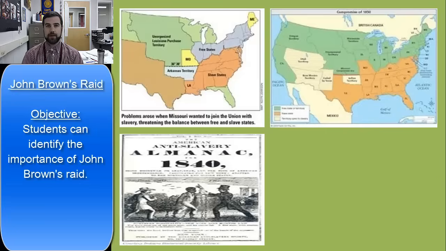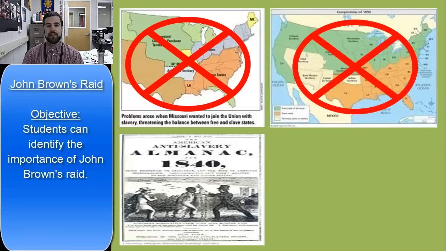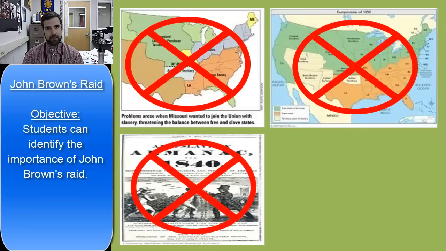So because of the Supreme Court decision in the Dred Scott case, that means that the Missouri Compromise is now unconstitutional. That means the Compromise of 1850 is now unconstitutional. And that means that any laws passed to ban slavery in areas of the country are gone. And so slaveholders are now able to take their slaves anywhere they want, according to the Supreme Court at the time.